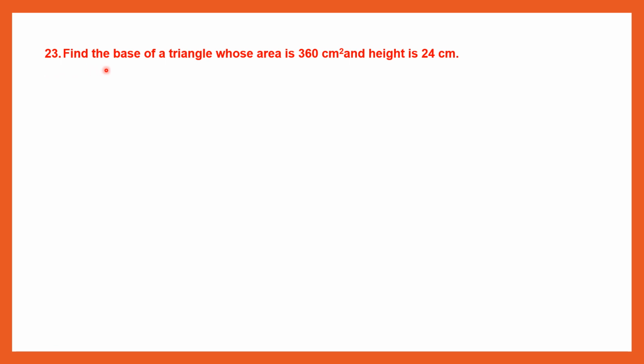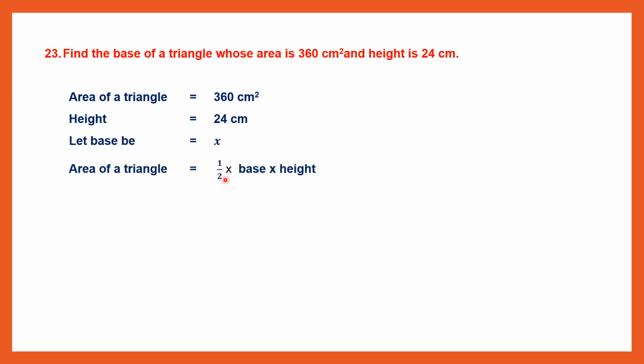Question 23. Find the base of a triangle whose area is given and height is given. So what was given to us, let's write first. Area is given to us, 360 centimeters square. The height is given to us. Now we can use the formula of area to find the base. So let the base be x. Area of a triangle, the formula is 1 by 2 into base into height. Area is already given to us, so let's substitute and write 360 centimeters square is equal to 1 by 2 into base is what we don't know and height is 24 centimeters.